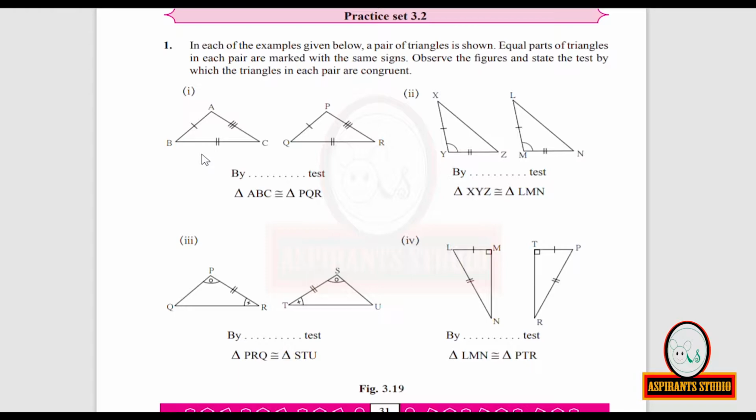According to the SSS test, if three sides of a triangle are congruent with three corresponding sides of the other triangle, then the two triangles are congruent. So we can fill in the blanks by SSS test. Now coming to the next one, the second one.